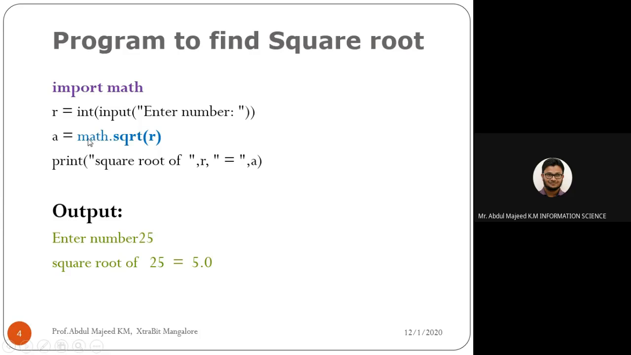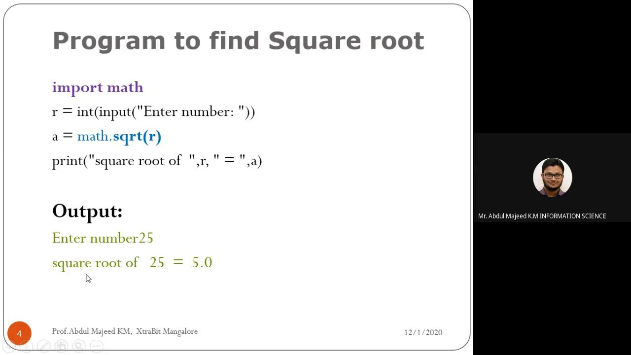So I am calling the package name followed by the dot operator followed by the function name. So math.sqrt, and within that I want to write the number r. So I will get the square root of r, and the square root of r is, say, stored in a. Clear? Then I want to display the value: print square root of r is equal to a.